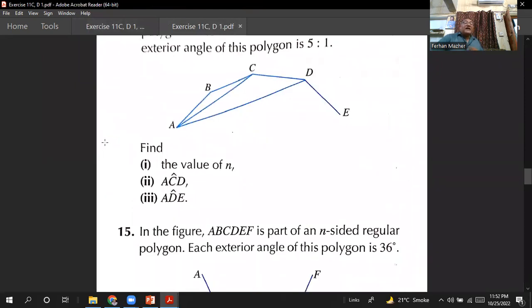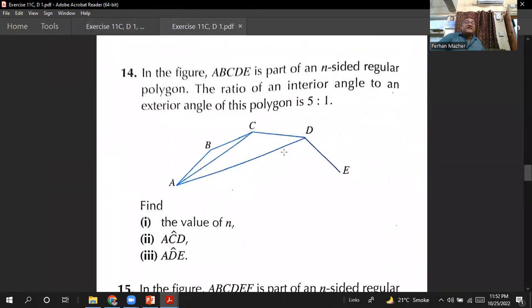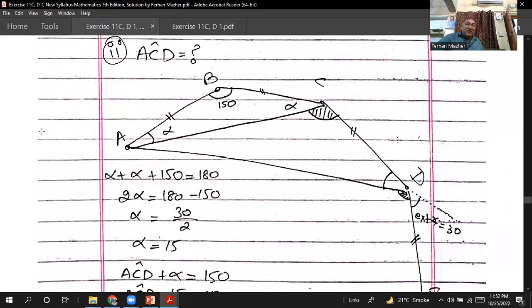Then the question is find the angle ACD. ACD is this angle. AB and BC, they are sides of triangle ABC, that's an isosceles triangle, so very easily I can find it out. So ABC is an isosceles triangle, so the angles at BAC and BCA, they both are alpha, alpha, and the angle ABC is 150. So 2 alpha plus 150 will be equal to 180. So 2 alpha will be equal to 180 minus 150. So alpha will be equal to 30 divided by 2. So the angle alpha will be 15.